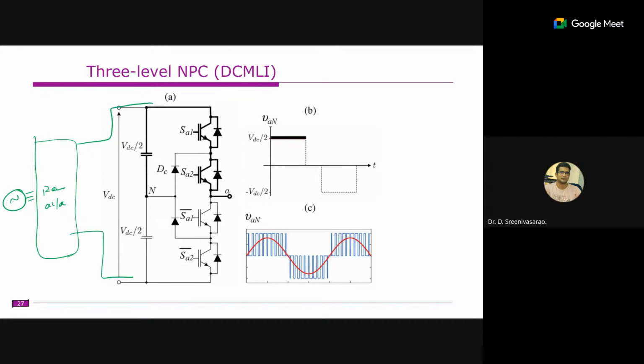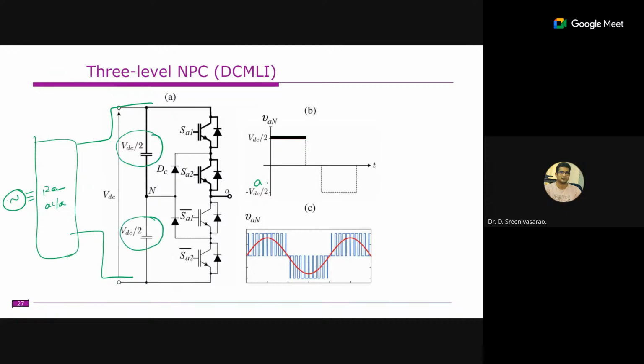So this is the DC link you obtained. From this you are generating the 3 phases, and the 3 phases are integrated to the grid. So now the thing is that we need to balance these two capacitors, right?